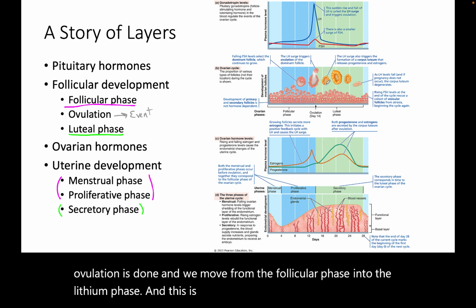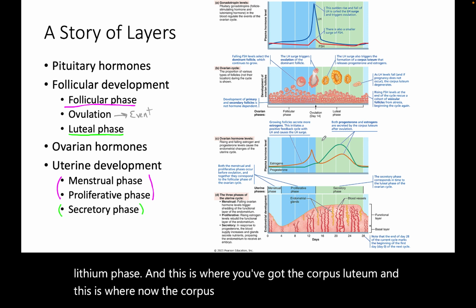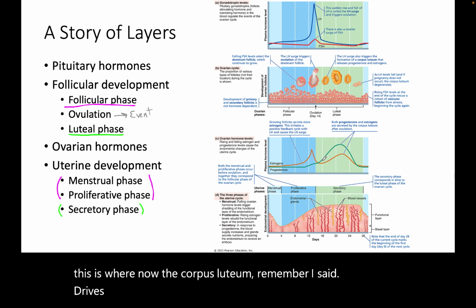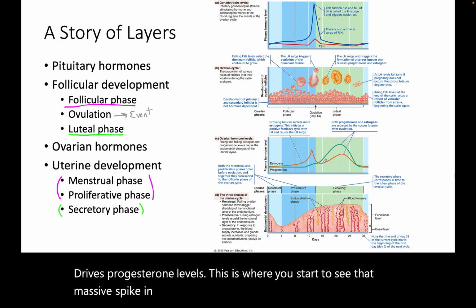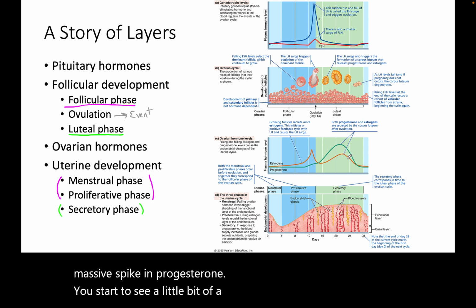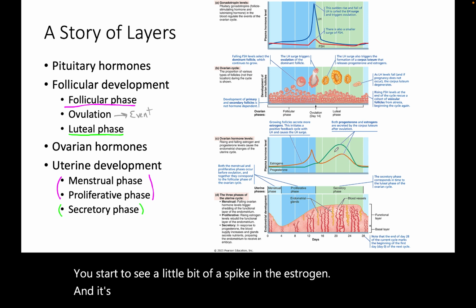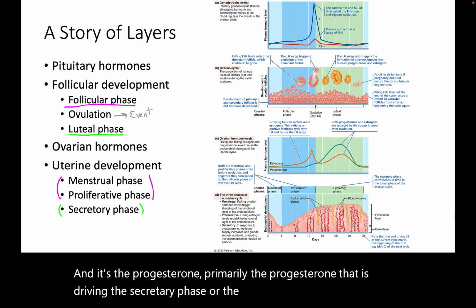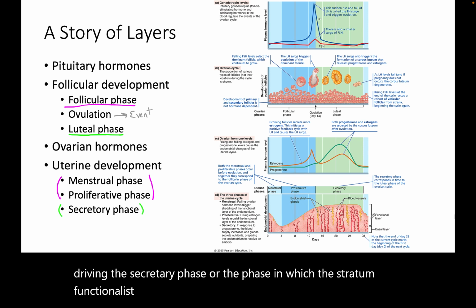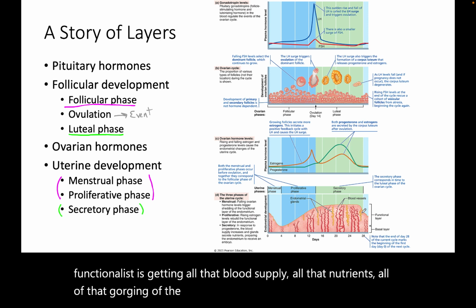And this is where you've got the corpus luteum. And this is where now the corpus luteum, remember I said, drives progesterone levels. This is where you start to see that massive spike in progesterone. You start to see a little bit of a spike in the estrogen. And it's the progesterone, primarily the progesterone, that is driving the secretory phase, or the phase in which the stratum functionalis is getting all that blood supply, all those nutrients, all of that gorging of the blood in preparation for implantation.